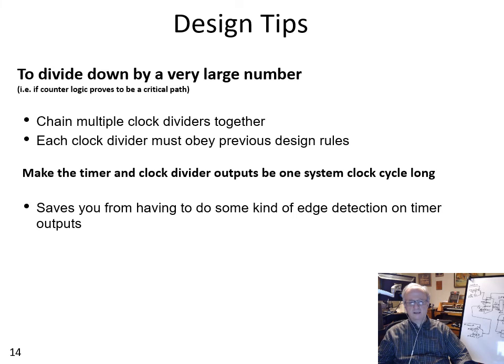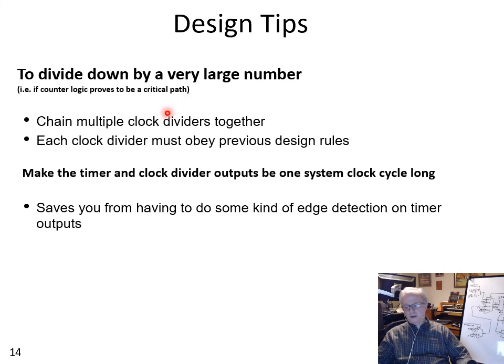Last slide. Really, it says design tips. Now there are 2. So the most important one, I would say, is that if you are dividing down by a large number, so let's say the increment logic in the counter is too slow. If the number of bits we're counting, or the range of values counting is large enough, that may become a problem with timing delays, and so we can divide the counting across more than one counter.